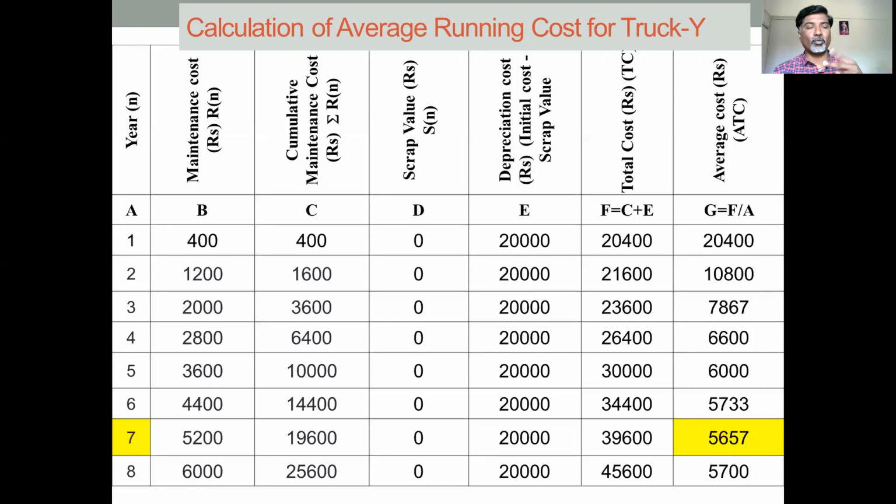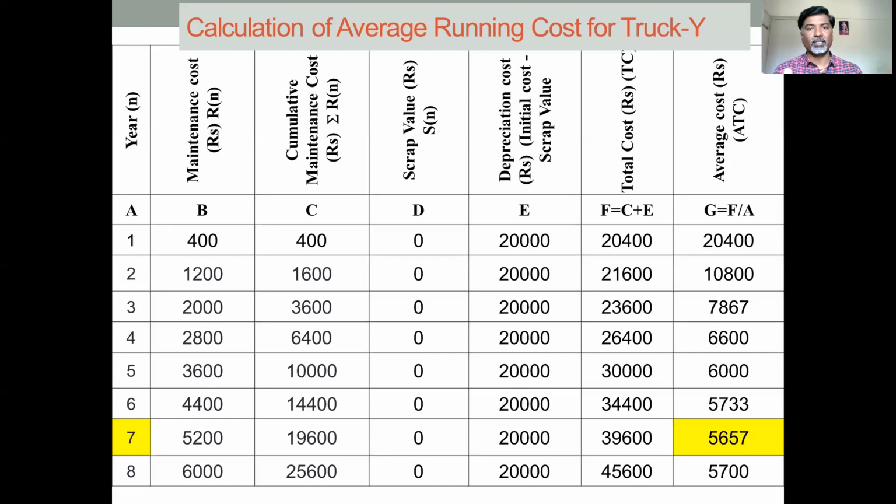So in the second year, how much cost will it be? 800 plus 400 is 1,200 rupees. 1,200 rupees will be the maintenance cost. Then the cumulative maintenance cost will be the cumulative maintenance cost for the previous year plus the maintenance cost for the current year.